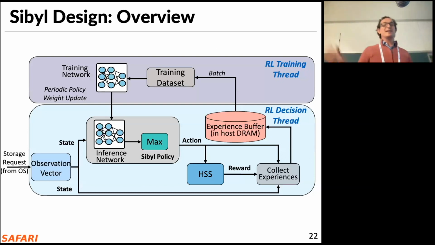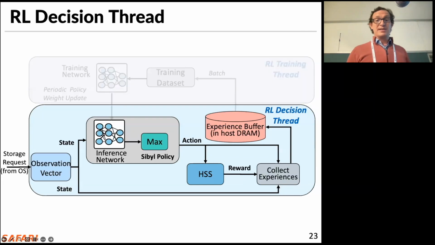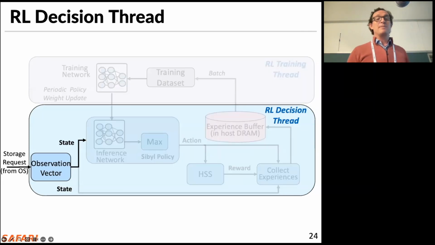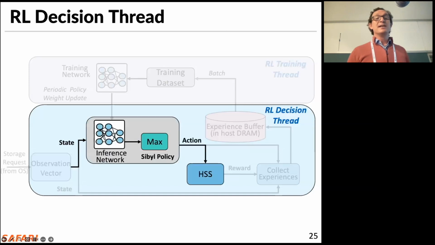And this is a more detailed overview of the Sibyl design. At the bottom, you see the decision thread over here. You have a storage request that comes from the operating system, and then you get an observation vector, which is essentially your state. And then using the state, we index into this inference network, which is essentially a copy of the training network that was copied in the past.